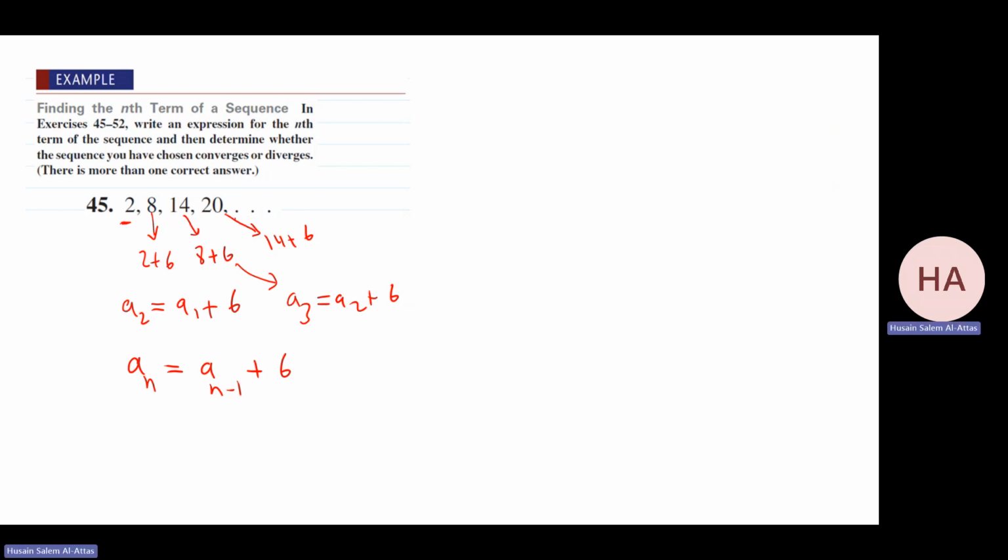This is one way. You need to specify the starting point: for a1 equal 2, then a2 will be 8, a3 equal 14, and so on. This is one way, and you can write it this way.